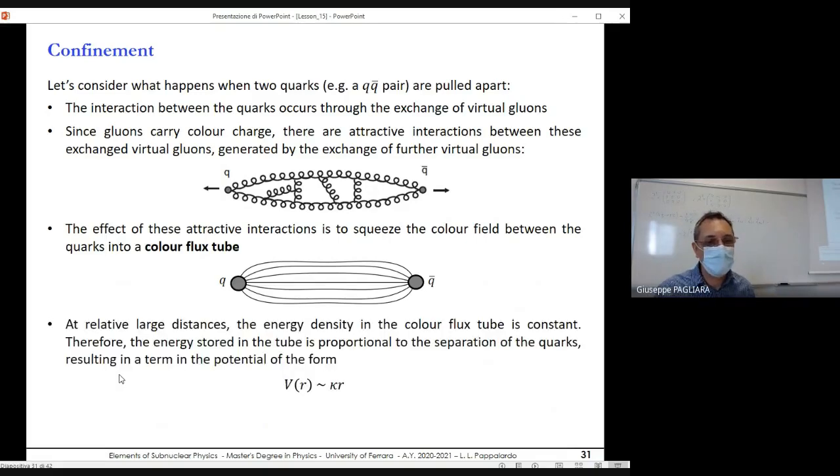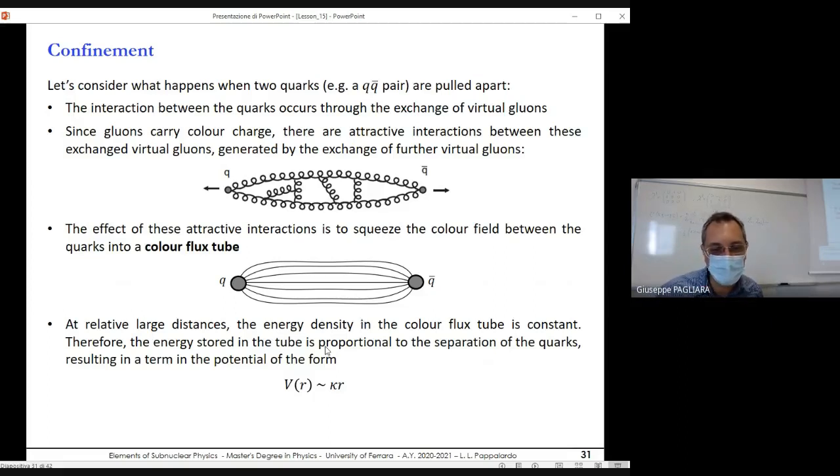Now, at relatively large distances between the quark and antiquark, the energy density in the color flux is constant. So we are now in this intermediate region here, where you see the color flux lines are all parallel. In this region, the energy density stored in the gluon field is constant. This means that the farther apart they are, the larger the volume of this region, the higher the energy inside. Let me read again: at relatively large distances, the energy density in the color flux tube is constant. Therefore, the energy stored in the tube is proportional to the separation of the quarks. The larger the separation, the more energy you have inside, because the density is constant.